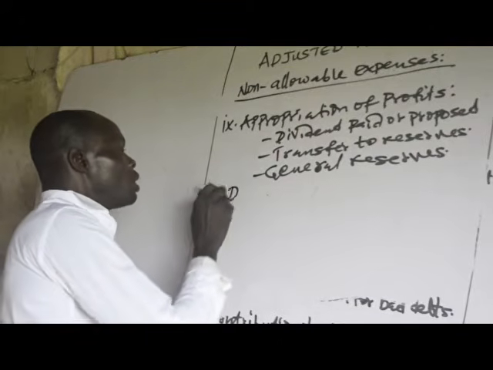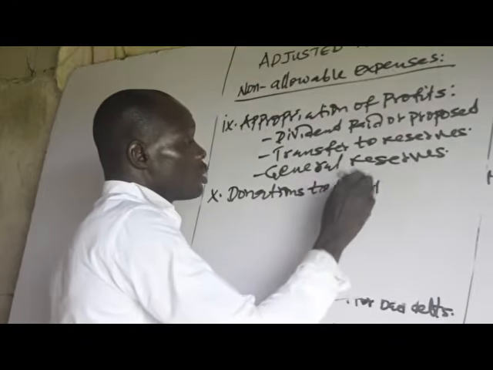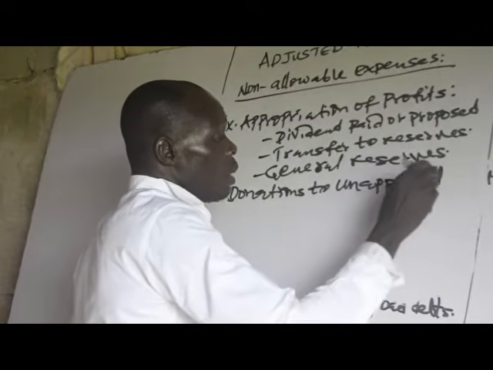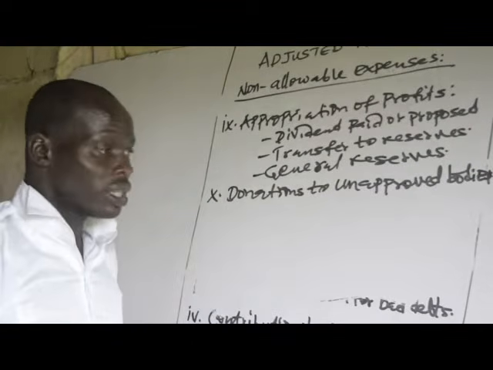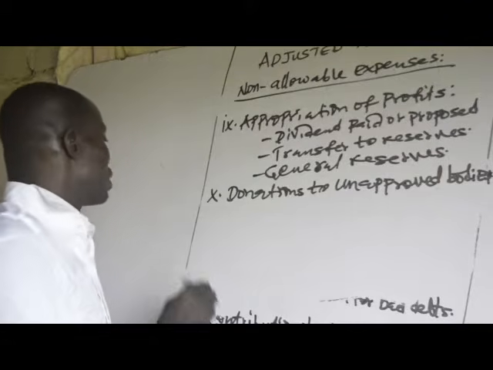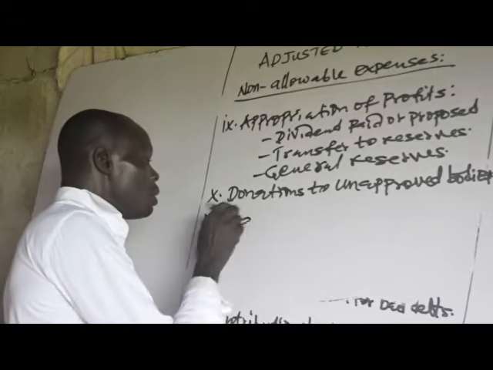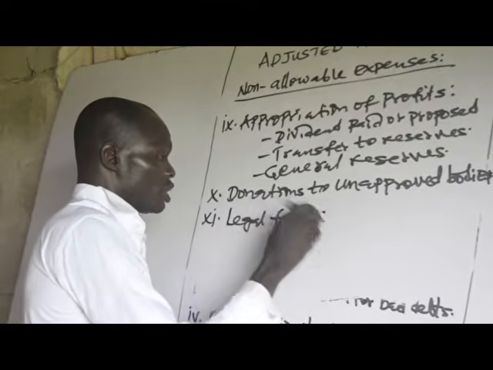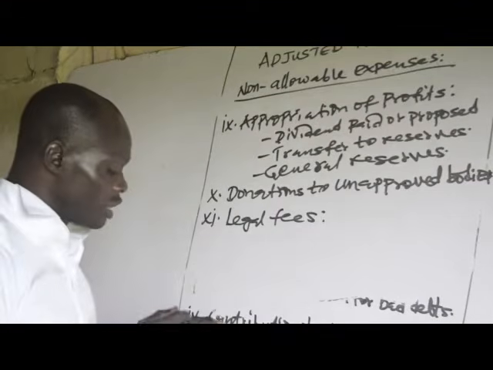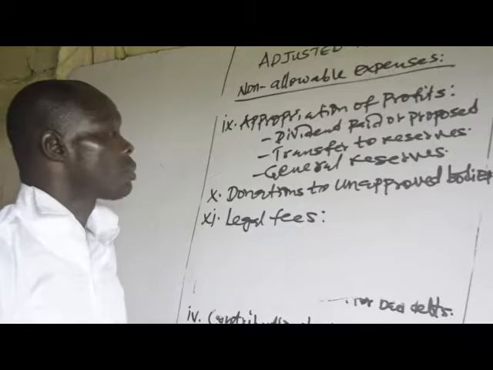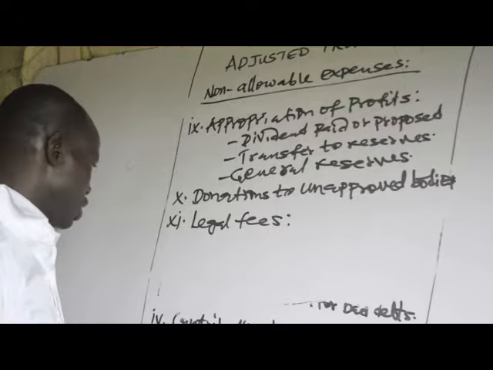Number 10, we have donations to unapproved bodies. Donations to unapproved bodies are not allowable for tax purpose. Please, to learn more on donation to unapproved body, go through your study text and find out the list of the approved bodies.